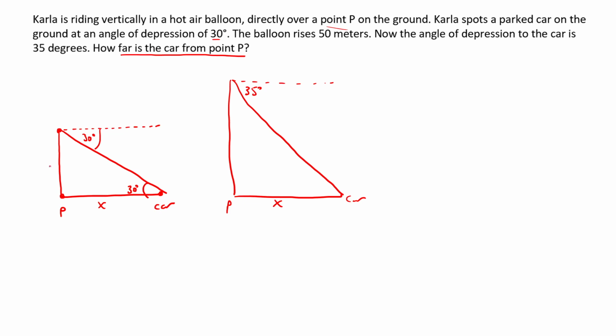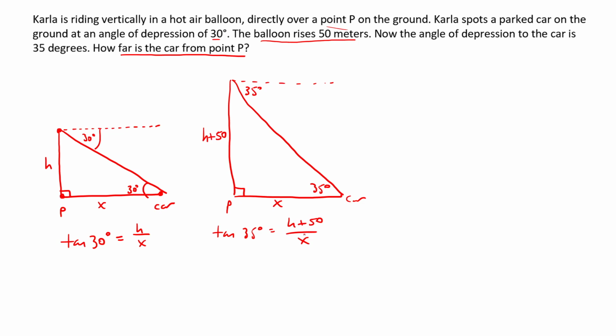So what changed is this other side of the triangle. So we don't know what it is. So let's call it like h for height. And we know because, right, they tell us the balloon rose 50 meters. So this would be h plus 50. And these are right angles. And so I could set up two trig ratios. I could say tan of 30 equals h over x. And I could say tan of 35 would equal h plus 50 over x.